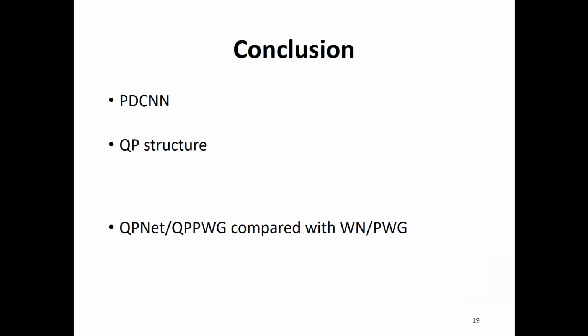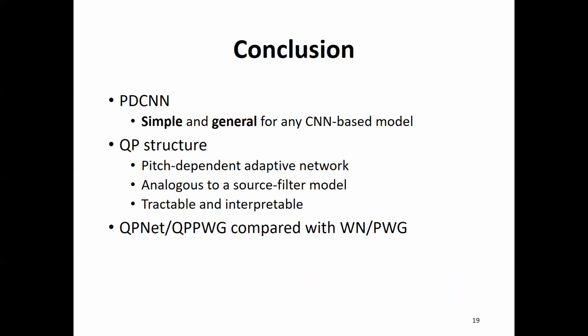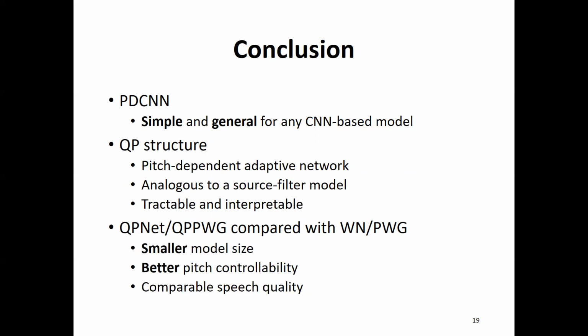For our proposed modules and models, PDCNN is very simple and can be easily integrated into any CNN-based module. The QP structure makes a pitch-dependent adaptive network available, and its source filter-like architecture is more tractable and explainable. Compared with original WaveNet and PWG, the proposed QPNet and QPPWG respectively achieve better pitch controllability and similar speech quality with smaller models.